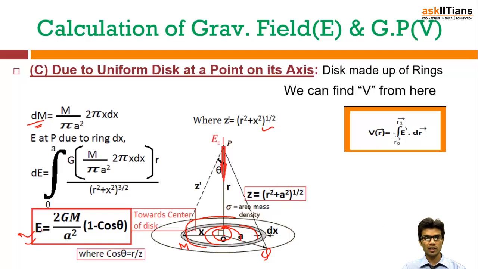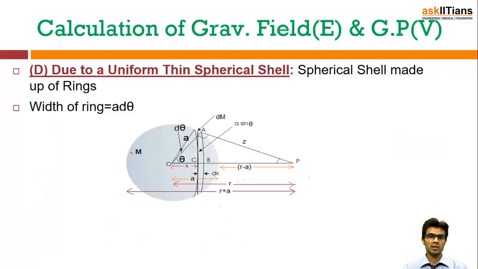The gravitational field due to a uniform disk at a point on its axis is E equal to 2GM by a square, into bracket 1 minus cos theta, where cos theta is equal to r by z. This is the r and this is the z. And the direction is towards the center of the disk. We can also find the gravitational potential by integrating the gravitational field using this formula. Now let's proceed to the next.